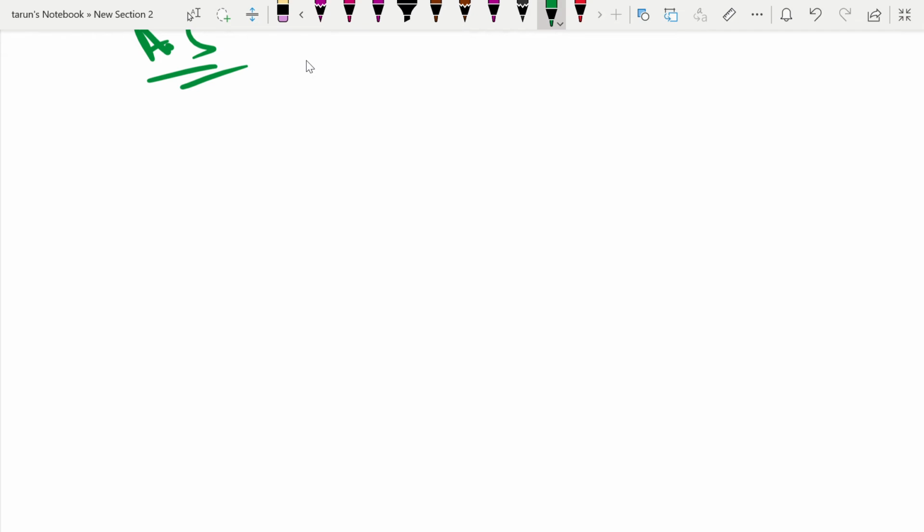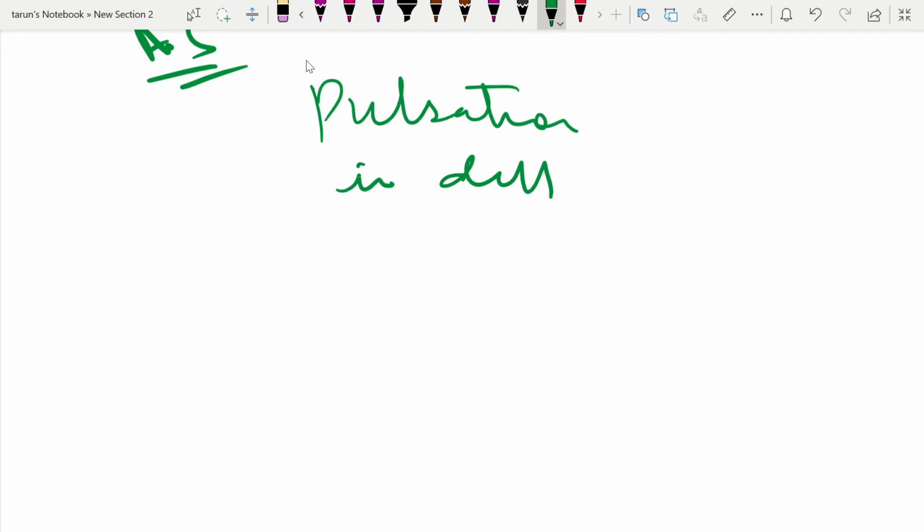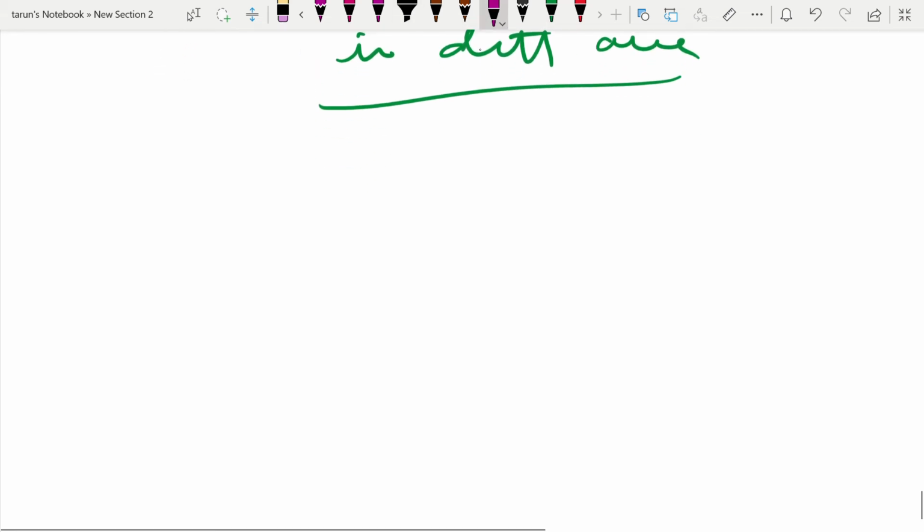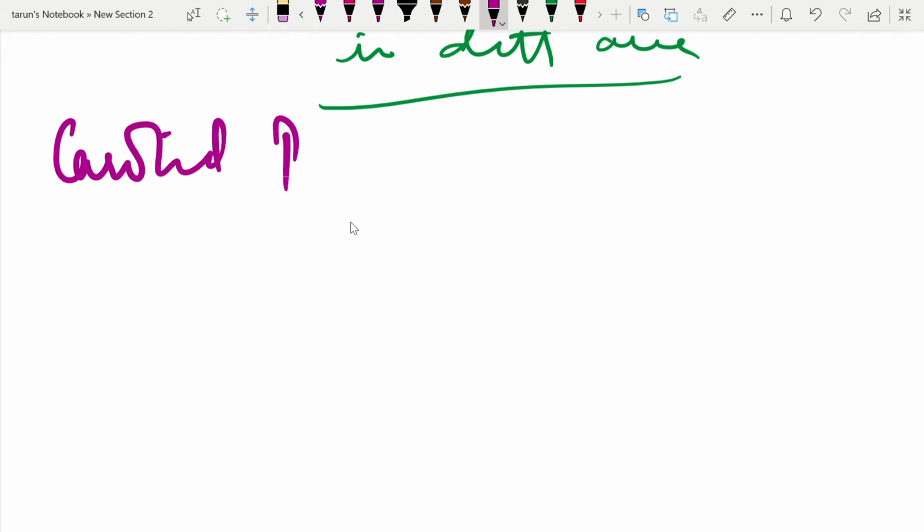The question is, what are the causes of pulsations in different areas? This is a very important question, they can ask pulsations in different areas. So what are the causes of carotid pulsations? Carotid pulsation you can get in exertion, emotion, excitement. Then carotid pulsation you can get in aortic regurgitation, and it is known as the Corrigan sign.